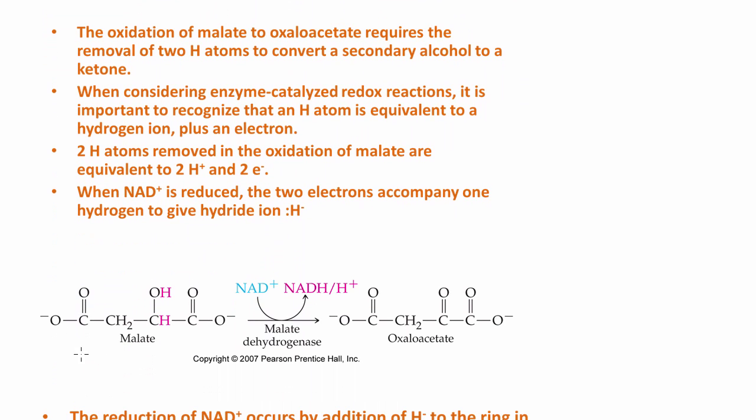Here we can take a look at the oxidation of malate to oxaloacetate. This requires the removal of 2 hydrogen atoms. And basically what we're doing here, see this alcohol group? That's a secondary alcohol. We're going to convert the secondary alcohol to a ketone here. Okay? So how do you convert an alcohol to a ketone? Is that an oxidation or a reduction? Well, what do we know? Secondary alcohols are oxidized to ketones.